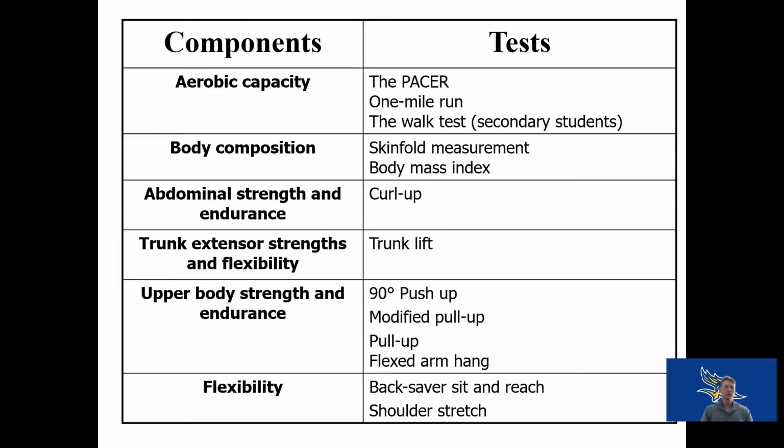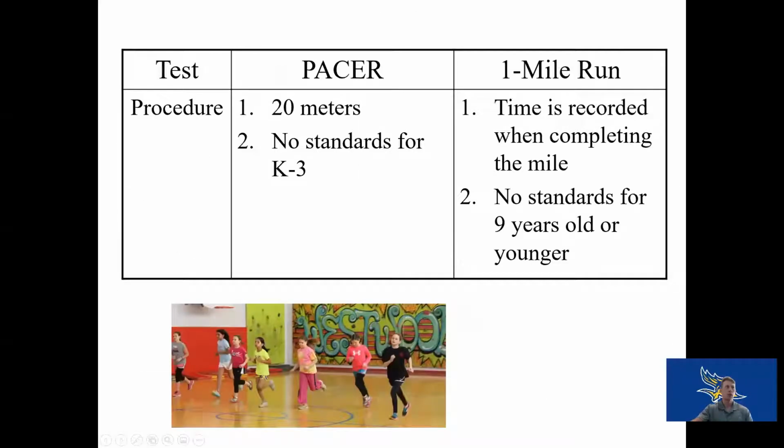but a similar assessment. Okay, so when it comes to testing our aerobic capacity or our aerobic endurance tests, we can use the PACER or the 1 mile run. So this is really for 9 years old and up, for both of these. Under 9 years old, we're likely not doing any kind of physical fitness assessments.